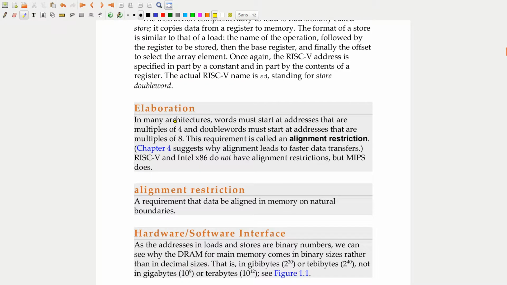So let's see, elaboration. In many architectures, words must start at addresses that are multiples of 4, and double words must start at addresses that are multiples of 8. So this makes sense, because if we're loading in words, every word is going to be 32 bits. Yeah, the other way is less intuitive. I don't know why there's this decision. It's basically two different ways to do the same thing.